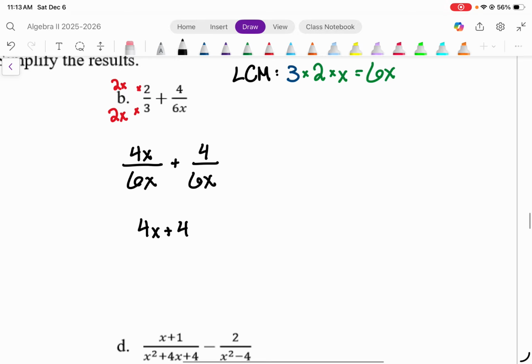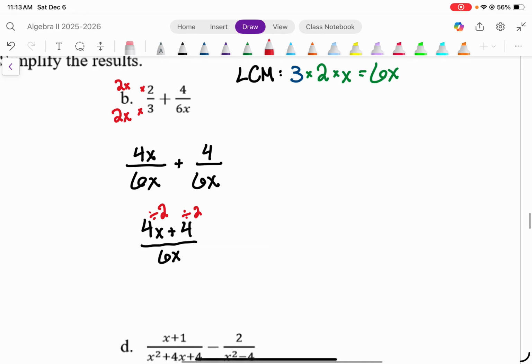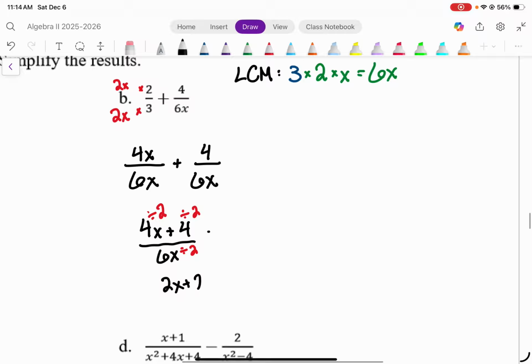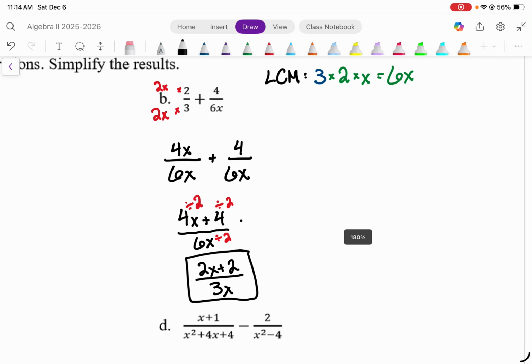These are not like terms, so we cannot add those together. And then we keep the denominator of 6x. Okay. Now, if we look at this, 4, 4, and 6 are all divisible by 2. It is okay to simplify, but you have to simplify every part of the fraction, otherwise it will be wrong. So if I'm going to divide by 2 for one term, I have to divide all of the terms in the fraction by 2. And that would give me 2x plus 2 over 3x. And that would be our final answer. So don't forget to check that you are simplifying these.